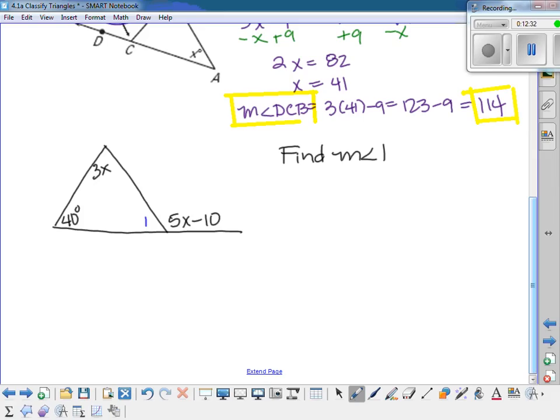Okay, so I'd like you to try this one on your own. We are going to find the measure of angle 1 for this one. Pause the video.